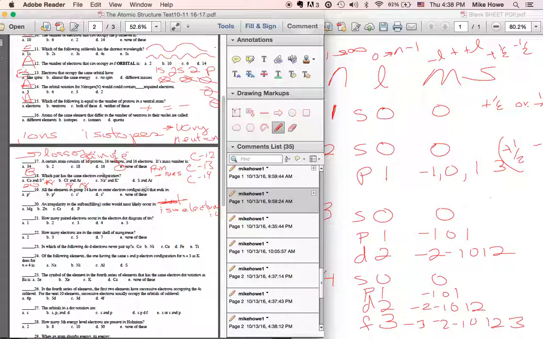All right, all the elements in group 14. So let's go grab a periodic table. We'll check out group 14. So it'll take me just a second to pull one up. Maybe longer than a second. Maybe it'll take me a minute.